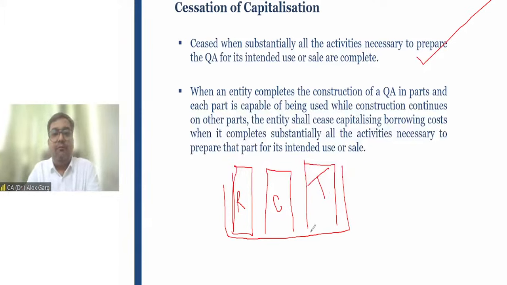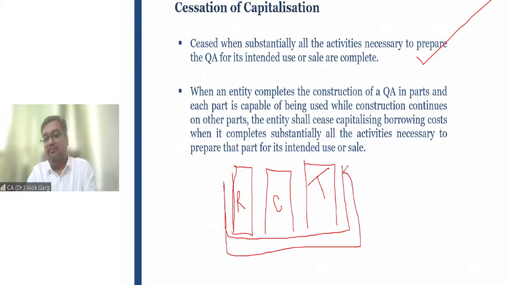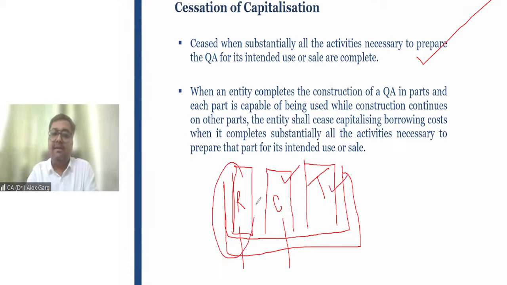So friends, when an entity completes the construction of a qualifying asset in part, this entire project is a qualifying asset, but there are three parts of it. Probably the commercial building has started construction, the theater has started constructing, but this residential building has been completed and people have started living in it, right? So that could be a situation.